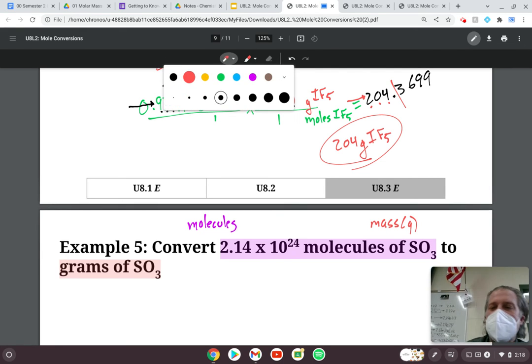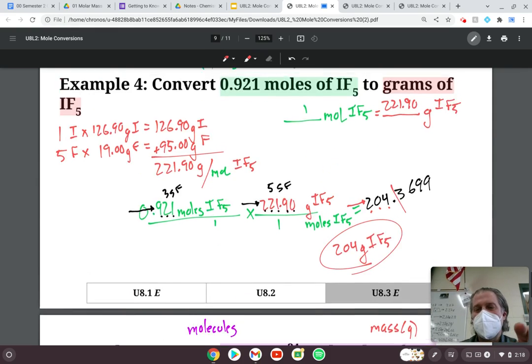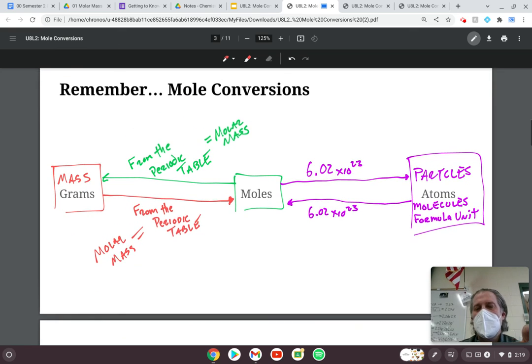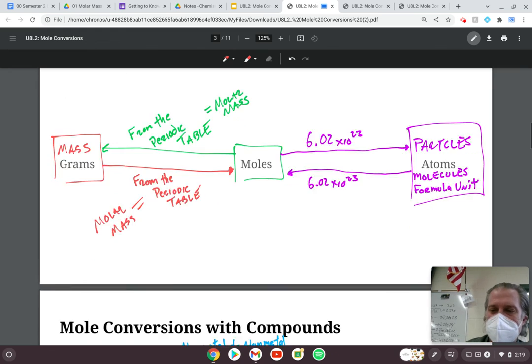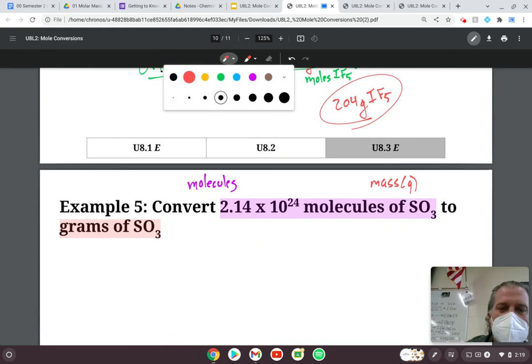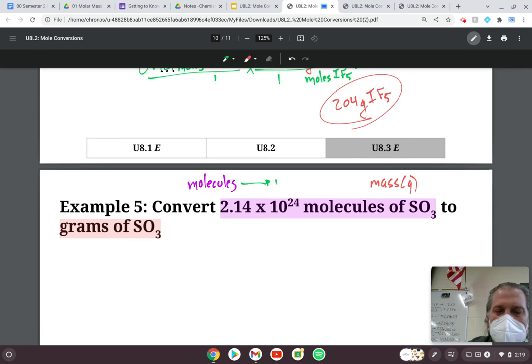And the only way to get there, I've got to scroll up for a second. If we're starting with molecules and we're going to grams, there's no arrow that goes directly from molecules to grams. So you have to go molecules to moles to grams. That's what you've got to do, and so that's what we're going to do. So we are going to go molecules to moles to grams or mass. So it's going to be a multiple step problem here.